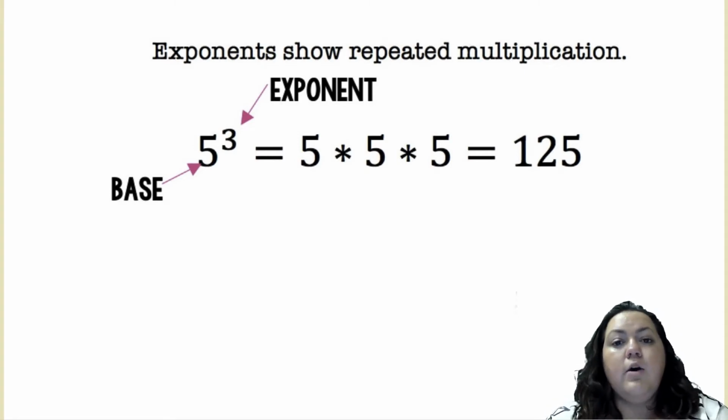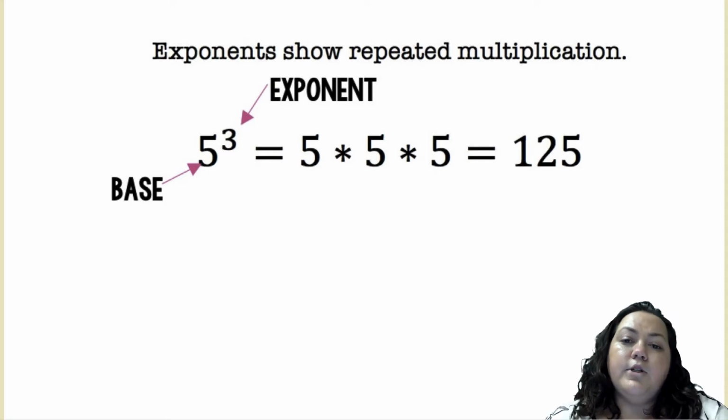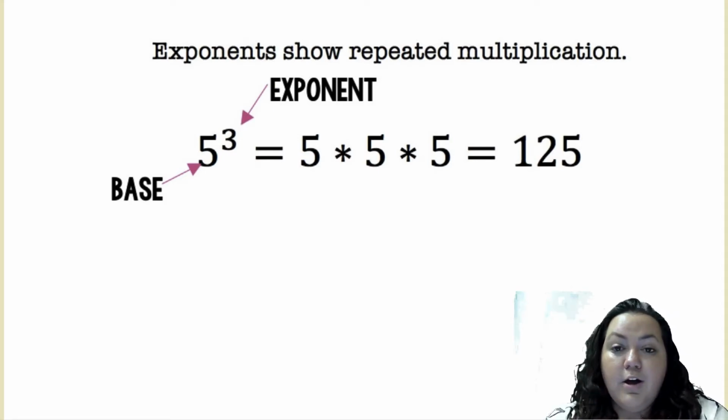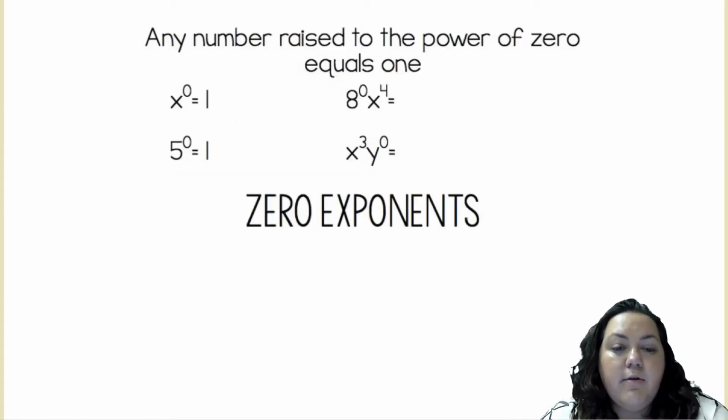And for your notes for this one, you're going to have a foldable. You're going to write all your notes in the little foldable, which should be taped onto your regular packet of notes. All right. So in our first section, we're going to talk about zero exponents.